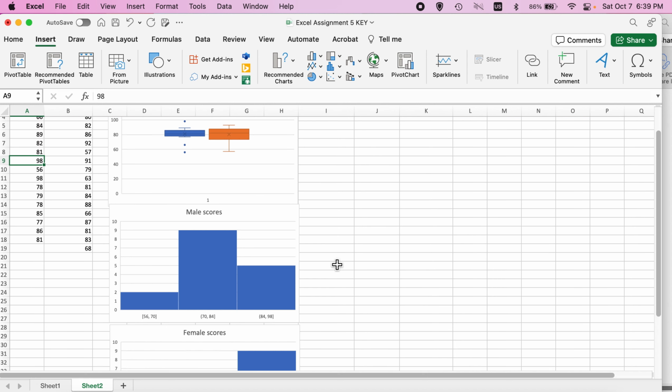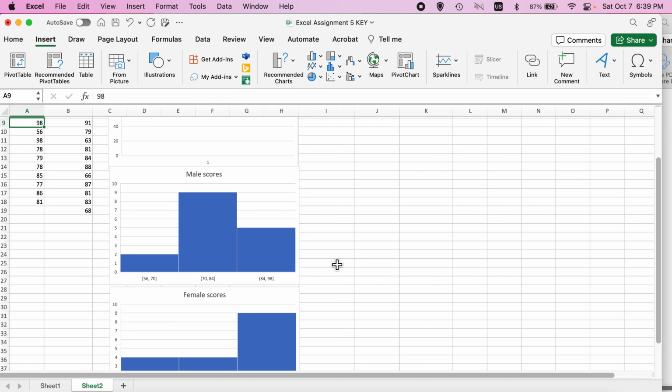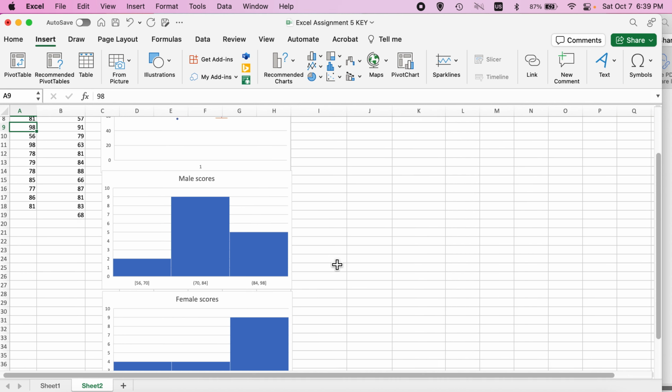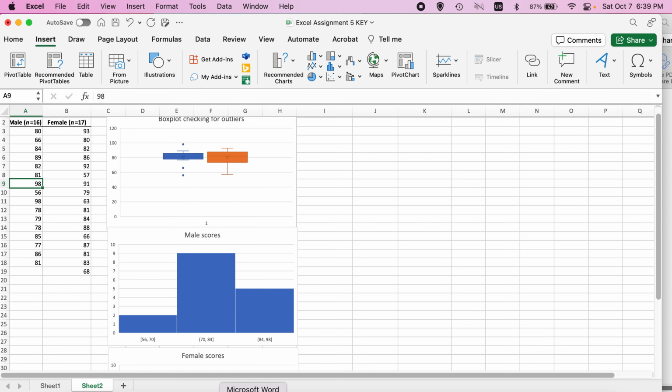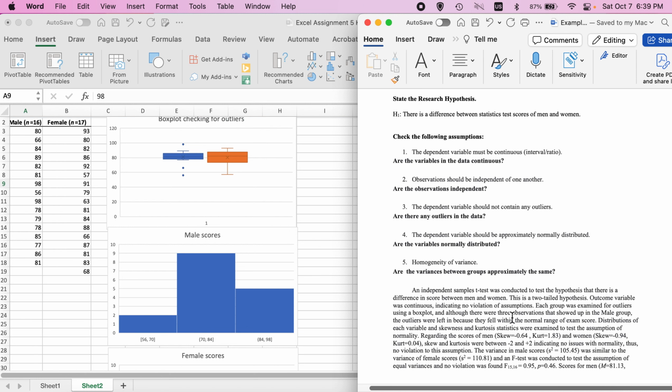If you do, however, you must report it. If that's something that you want to do, go ahead and do that and report it. As far as what I decided to do, though, is say there's no problems with outliers and move on. The dependent variable should be approximately normally distributed now in each group.